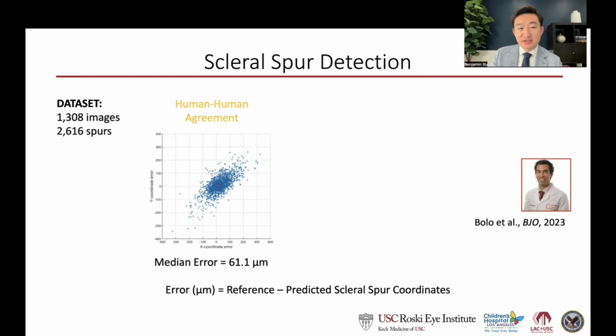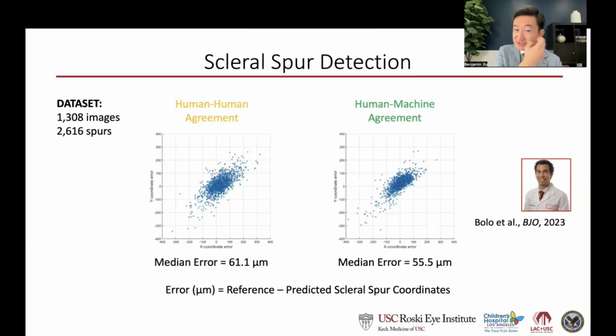This scatter plot shows the human-human agreement between a reference grader and a trained glaucoma specialist. What we can see here in the scatter plot is the error, which is calculated as the reference minus the predicted scleral spur coordinates. We see that the median error here is around 60 microns. Compare this to the human-machine agreement, and you'll see that the two are very similar. The median error is around 56 microns in this case, which indicates that the agreement between human and machine approximates the agreement between two experts in identifying the scleral spur.